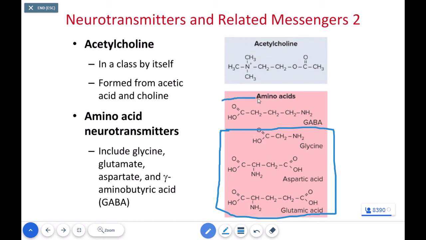When we look at GABA, this amino acid, gamma-aminobutyric acid, is only used as a neurotransmitter. When we look at this abbreviation right there, that is the Greek letter gamma for gamma-aminobutyric acid, or GABA. And that's an amino acid that's a neurotransmitter only and not used for protein synthesis.